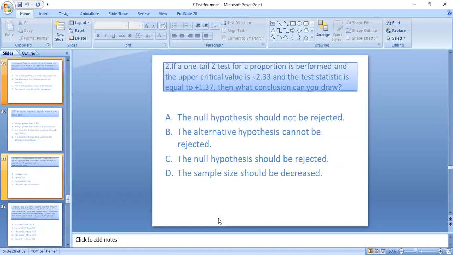The second MCQ is: if a one-tailed z-test for a proportion is performed and the upper critical value is plus 2.33 and the test statistic is equal to plus 1.37, then what conclusion can you draw? Yes, the null hypothesis should not be rejected, as the calculated value is 1.37 and it is not beyond the critical value of plus 2.33, so the null hypothesis should not be rejected.